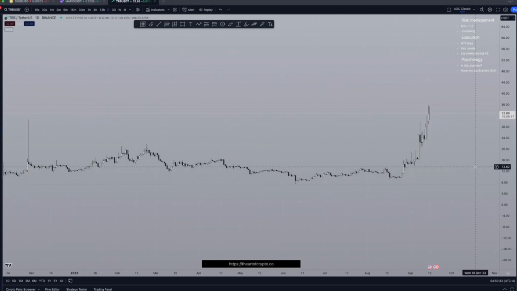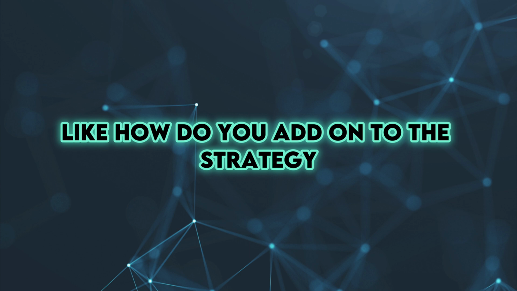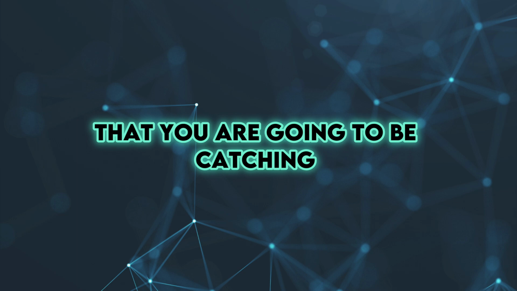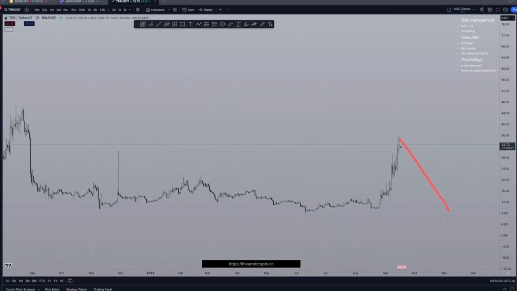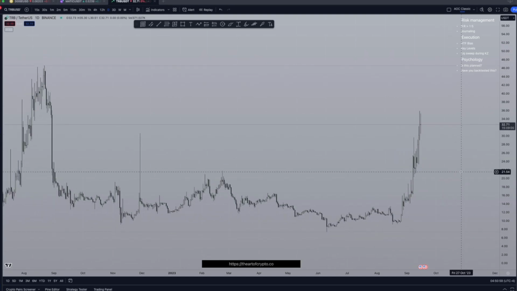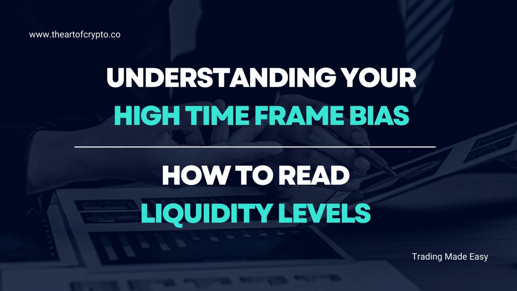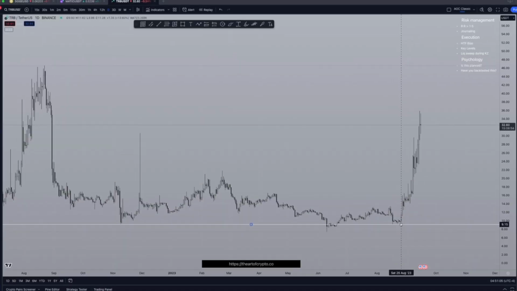And this leads me to my next point. How do you add on to the strategy in order to increase the probability that you are going to be catching one of these reversal moves where you ride the whole entire 3 impulse down back to the original point of consolidation? And this has a lot to do with understanding your high time frame bias and how to read liquidity levels. For example, I understand that this right here is a super significant liquidity level.